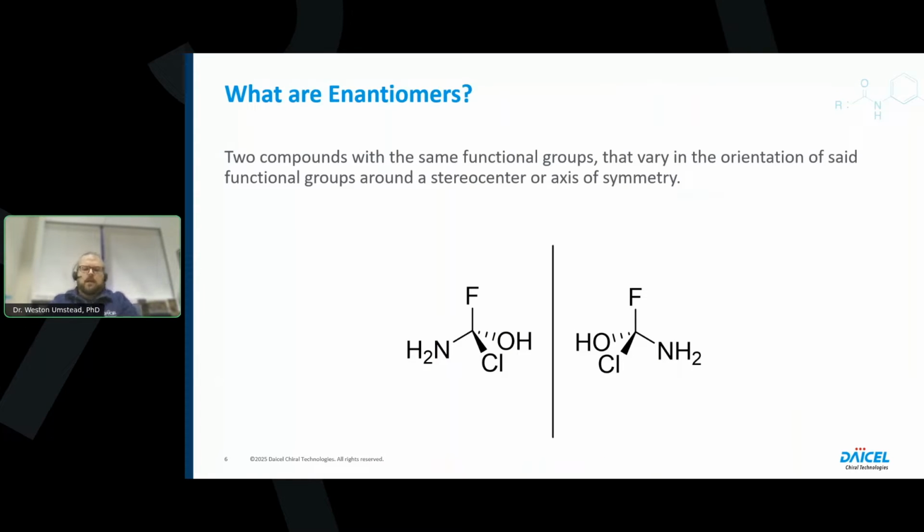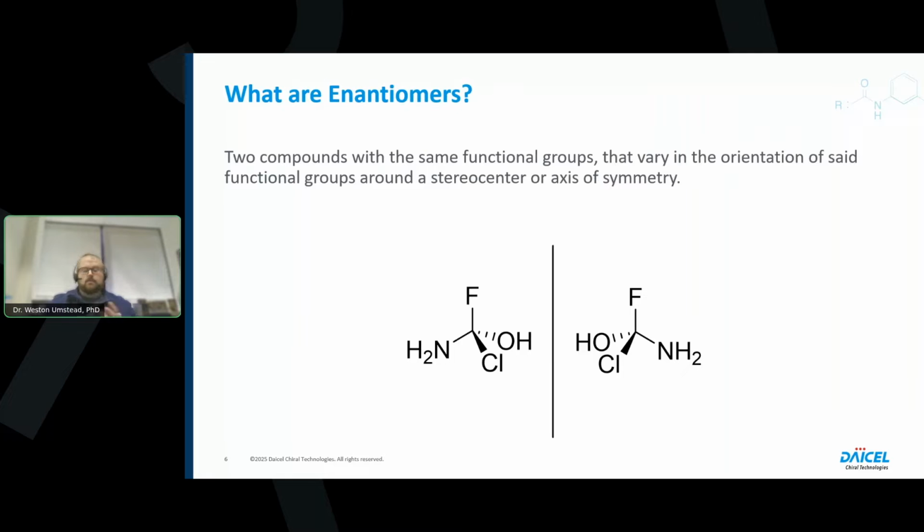Now, when we talk about chirality, we're often going to be talking about enantiomers. Enantiomers, again, are non-superimposable mirror images of each other, but they are two compounds that have the same functional groups that vary only by the orientation of those functional groups in space. In this example, I have an actual chiral center. You'll see chiral center or stereo center used quite frequently, but it could also be things like an axis of symmetry, as we start talking about things like atropisomers.